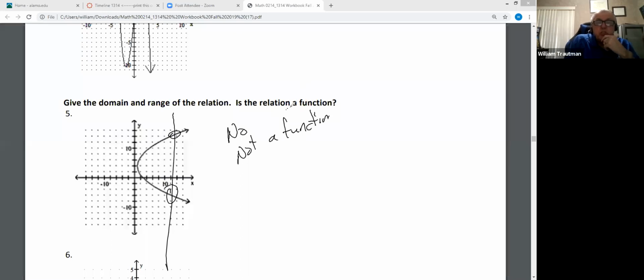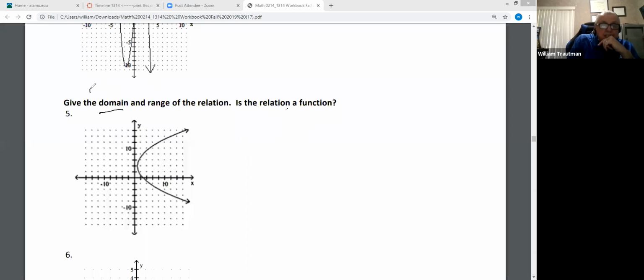Now I'm going to do domain and range for this problem. So we know what domain means. We haven't talked about range yet. Domain is what can X values be? Range is what can Y values be?